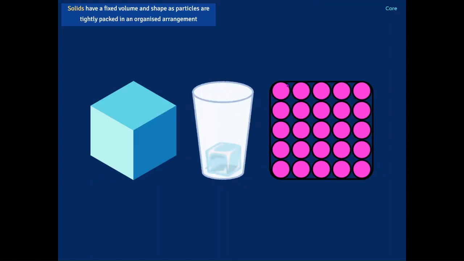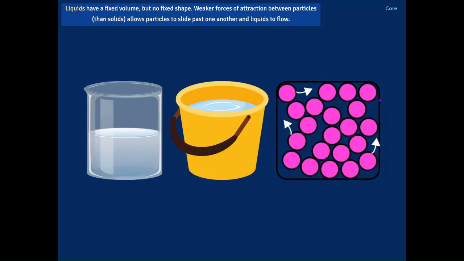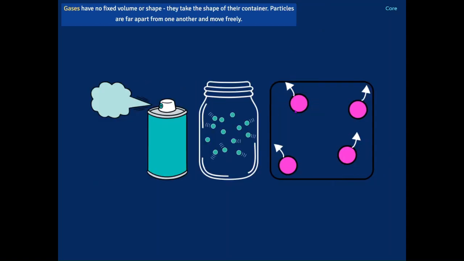So if we go back here, you can imagine that these are all tied together tightly in an organized manner by a force, right? We're going to talk about what that is in a second. And the force here is stronger than it is here with the liquids. There's still an attractive force between these particles, but it's less. So they start to slide past each other instead of being organized and tightly packed.